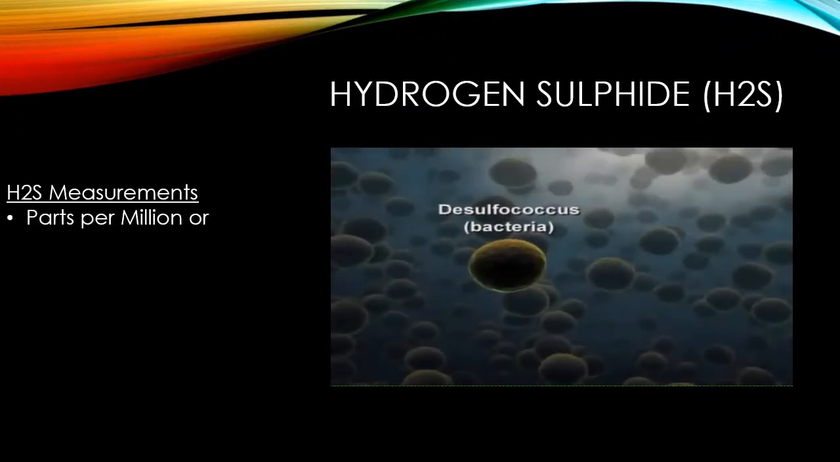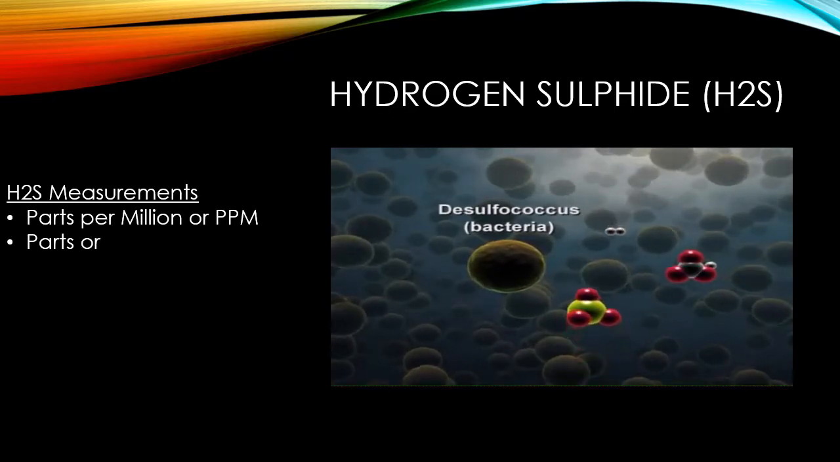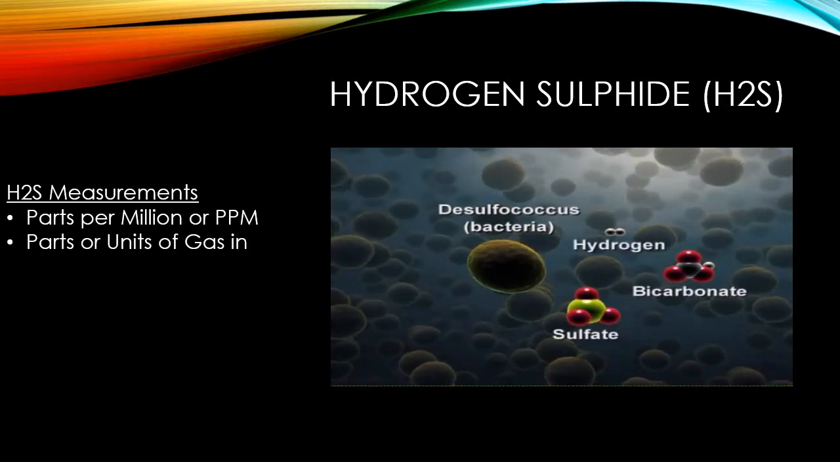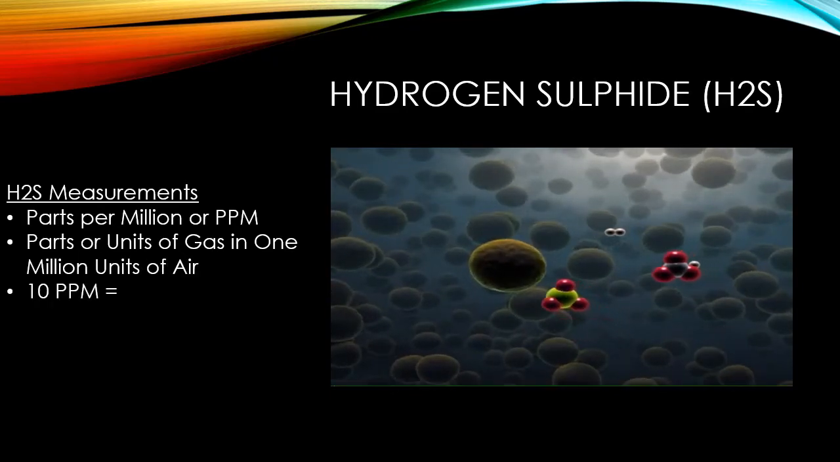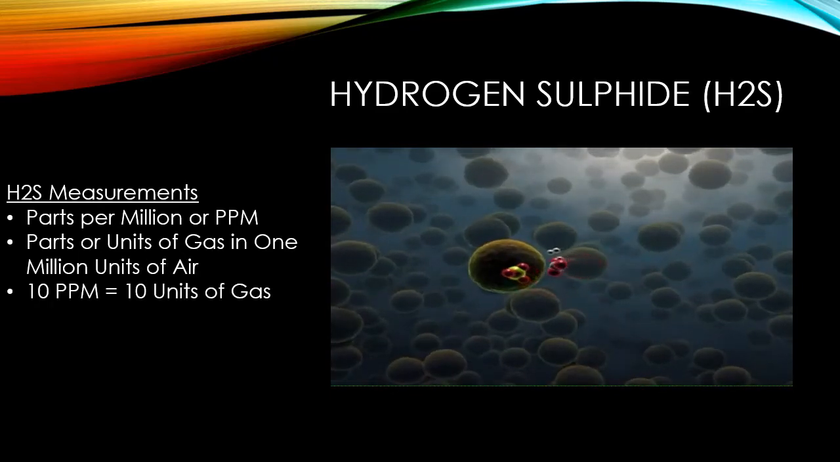H2S measurements are in parts per million, or ppm: parts or units of gas in 1 million units of air. 10 ppm equals 10 units of gas for every 1 million units of air.